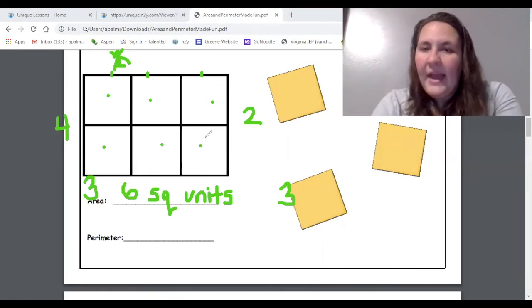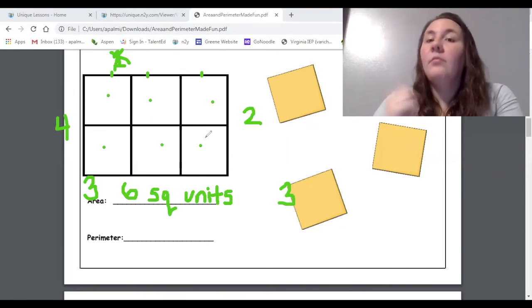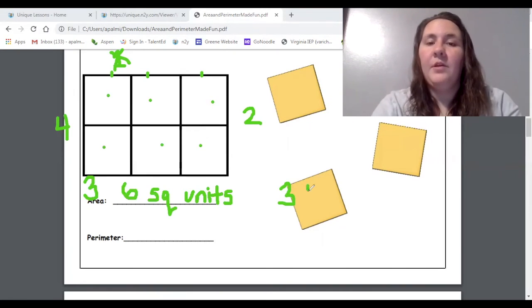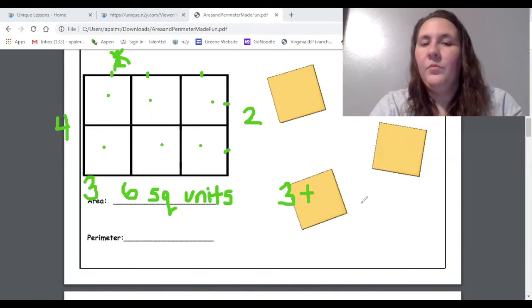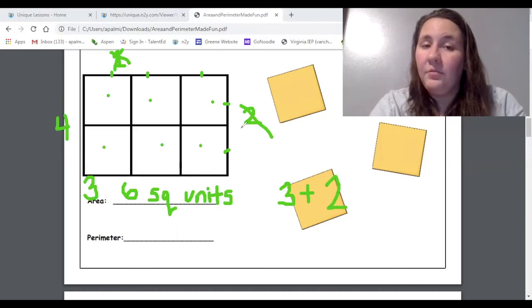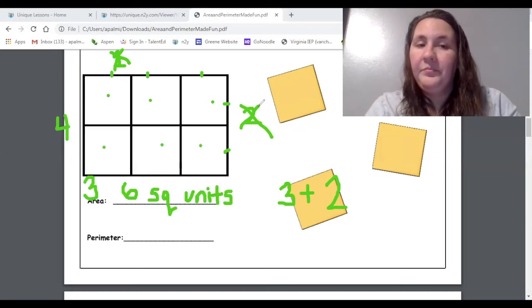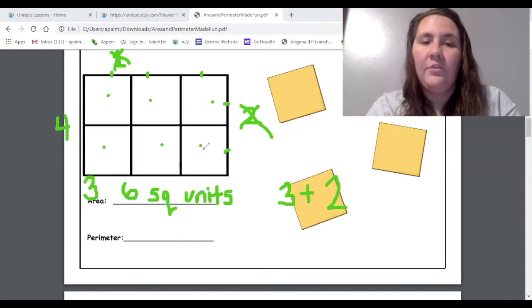Am I done or am I adding more? Good, I'm adding more. So I'm going to put my plus sign and I'm going to count how many are on side 2. So let's see. 1, 2. I'm going to write my 2. I'm going to cross this one out because we did side 2. Do I have more sides or am I done? Good, I have more sides, right? I need to do side 3.